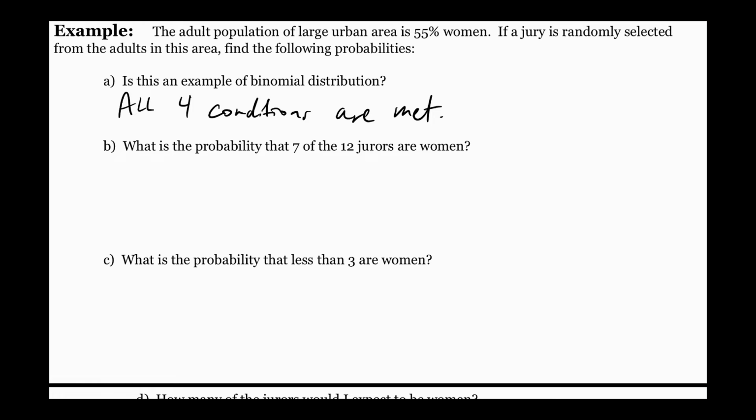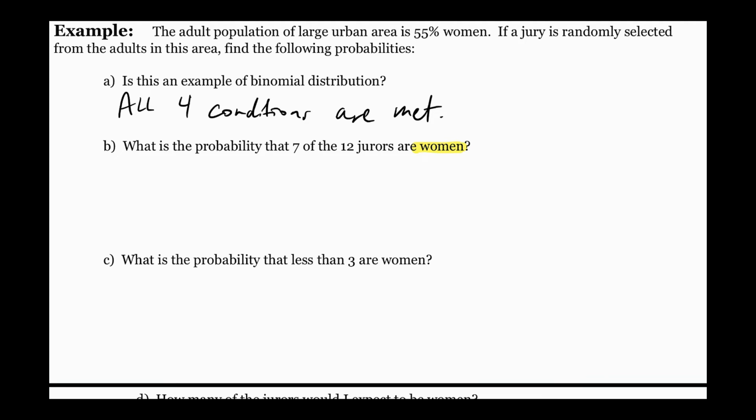Okay. So the question says, what is the probability that 7 out of the 12 jurors are women? So now it's not asking the probability I get chosen versus I don't get chosen. What is success going to be on this one here? Women. Choosing a woman. In this case, success is going to be having a woman chosen.